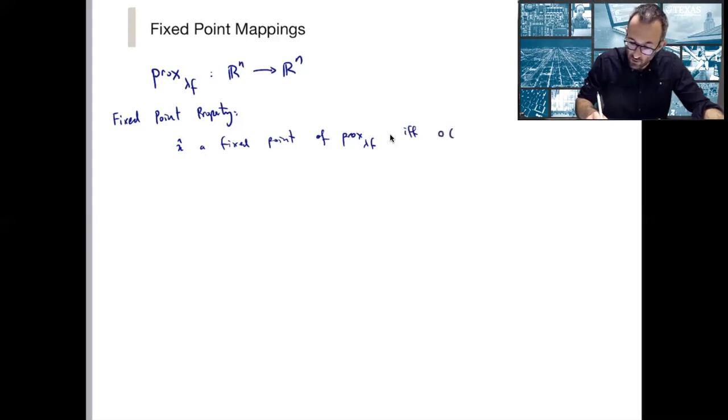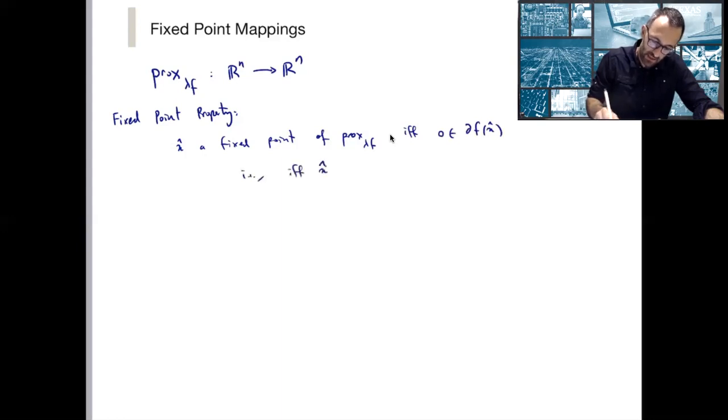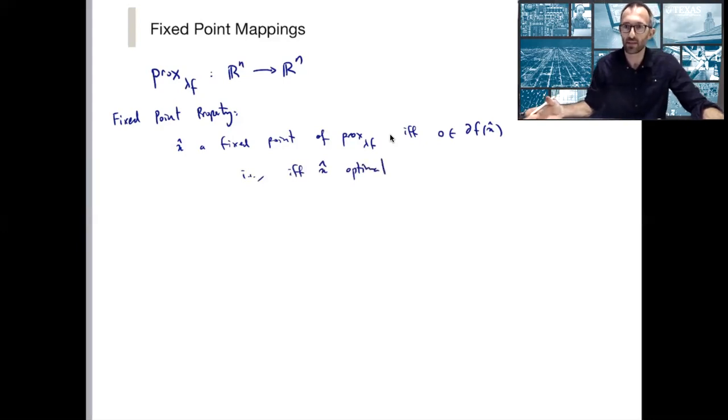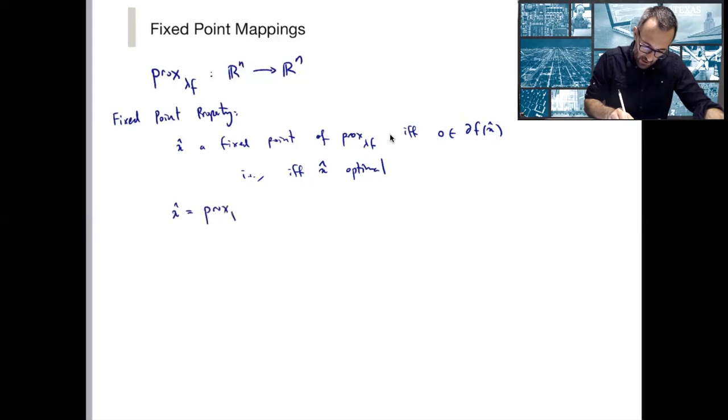And another way for us to write that is that 0 is an element of the subdifferential of f at that point x hat. So in other words, if and only if x hat is an optimal solution. Doesn't have to be unique. And to see this is basically just as trivial. We just need to write it down. But we might as well do that. So if x hat is a fixed point, that means that x hat is equal to prox lambda f of x hat.